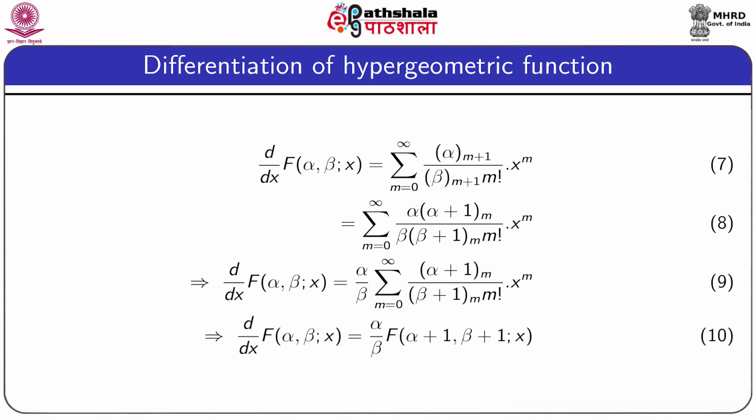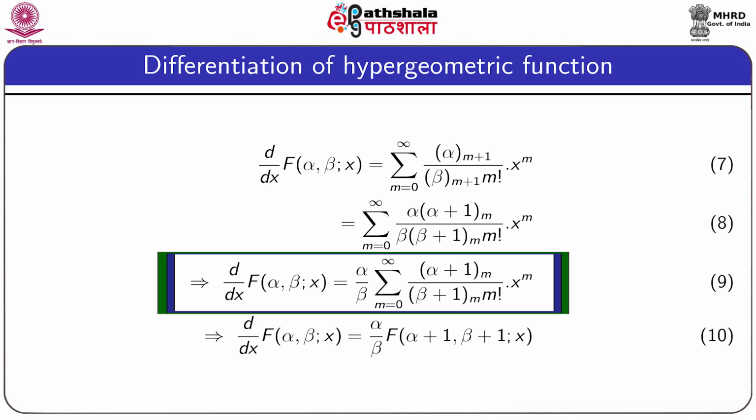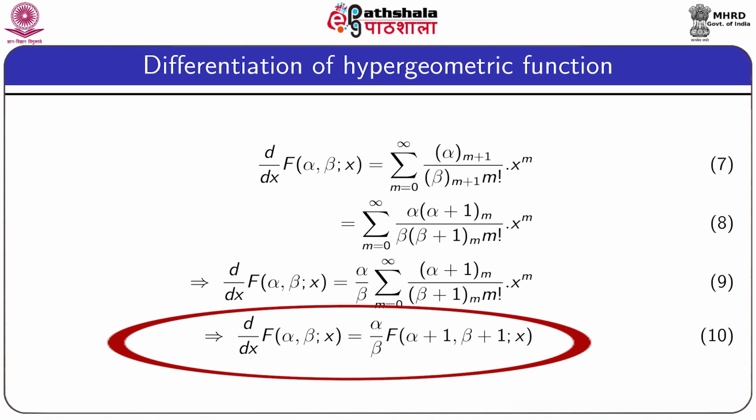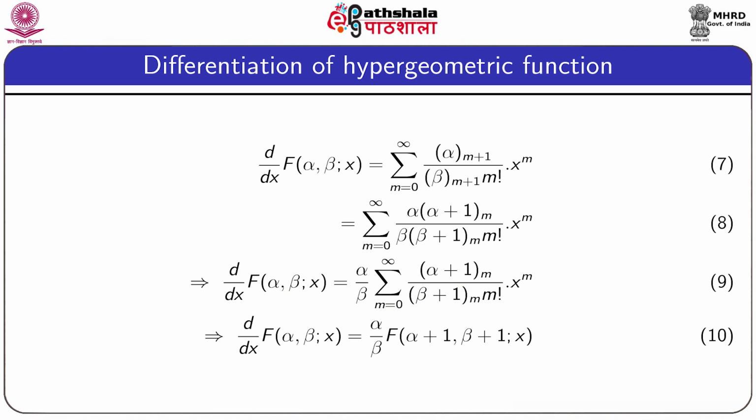Hence, we now take this alpha and beta out of the summation sign and we will get equation number 9, which is d/dx of F of alpha, beta, x is equal to alpha by beta summation m equal to 0 to infinity, (alpha plus 1)_m divided by (beta plus 1)_m into m factorial x to the power m. Therefore, we get our required result, which is d/dx of F of alpha, beta, x is equal to alpha by beta F of alpha plus 1, beta plus 1 and x, given by equation 10.